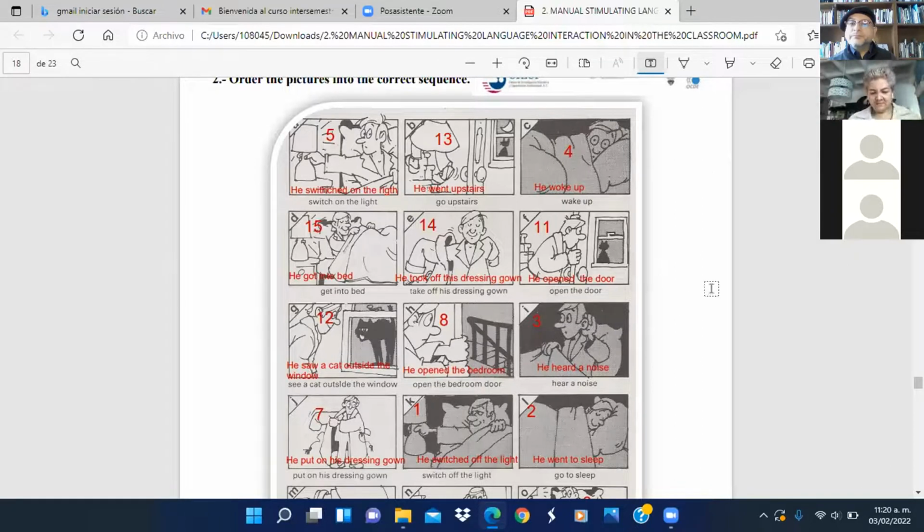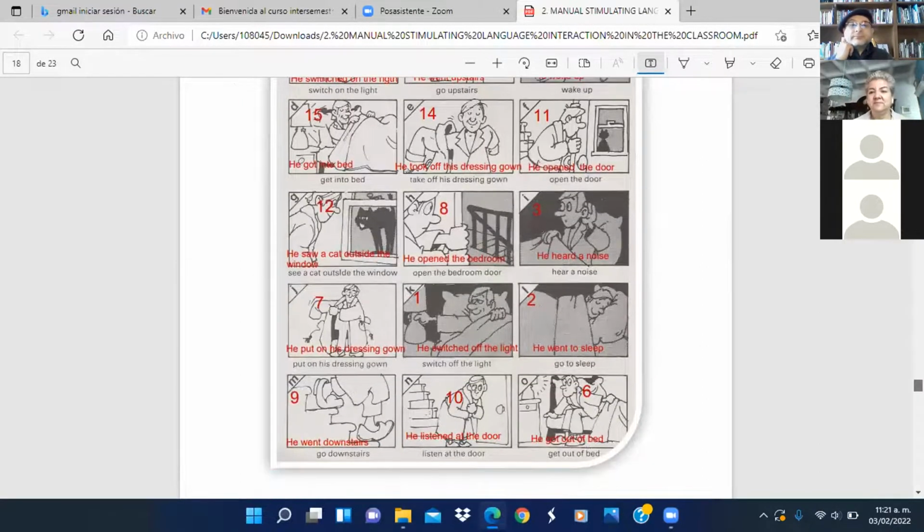I can read, Miss Rebecca, if you want. Okay. Okay, in order, right? Yes, yes. Please, Miss Rebecca, if you put not at all. Okay, he switched off the light. He went to sleep. He heard a noise.